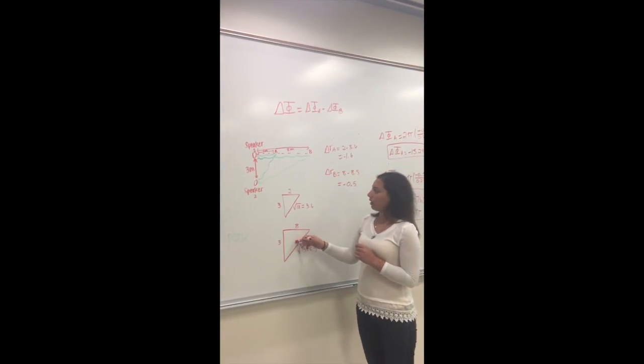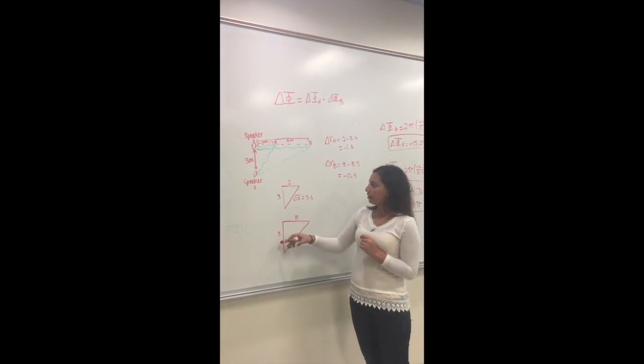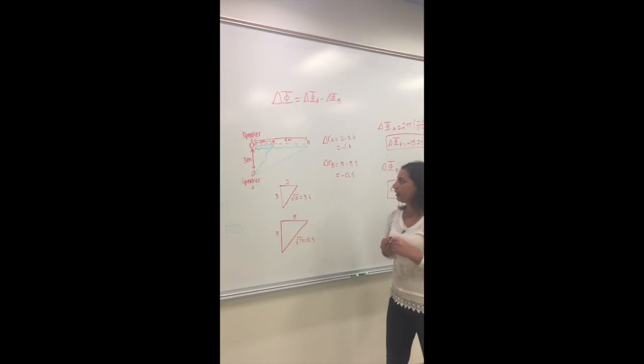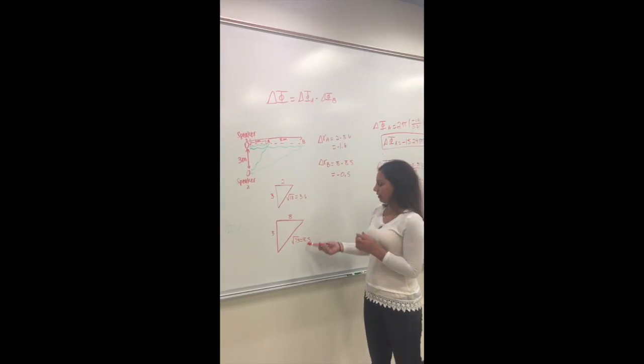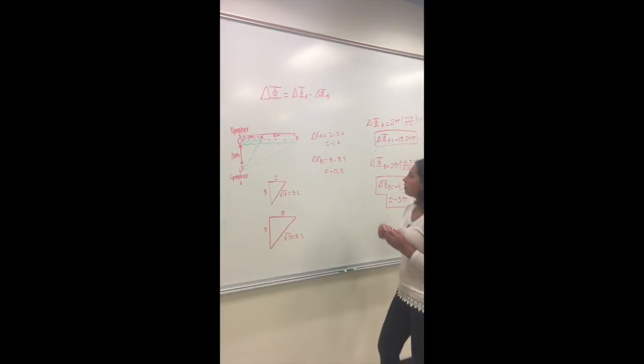And then for speaker 2 to B, you would do the vertical distance is 3 and the horizontal distance is 8, so that gives you this length to be 8.5.